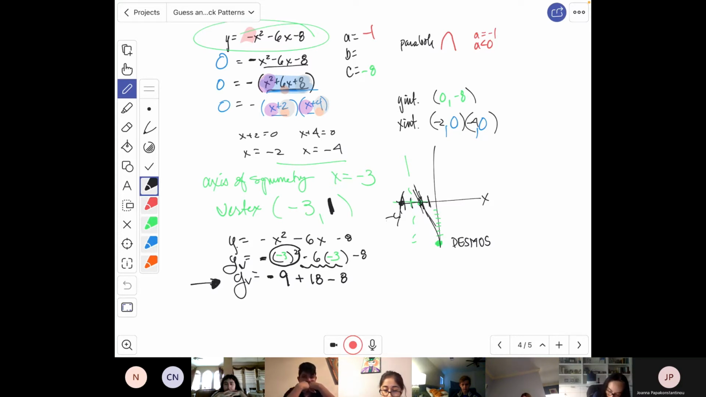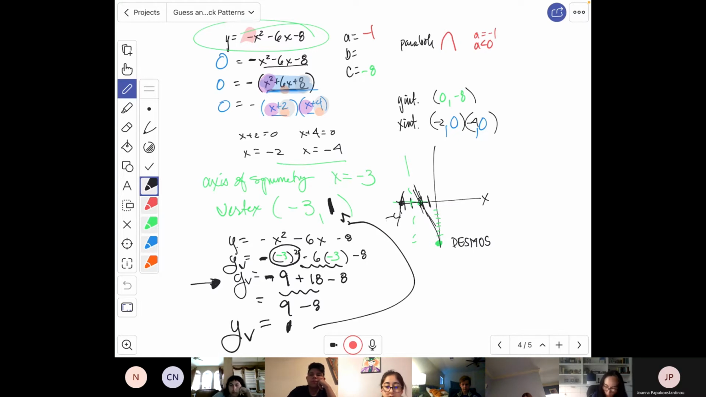Okay, so this minus sign comes down, and the -3 squared is a +9. So that's why I have a -9 here. And then if I continue to work left to right, -9 plus 18 is 9. 9 minus 8 is 1. So the y value of the vertex is 1. So I have that point, -3, 1. I have the graph, but you should be able to see it in Desmos.